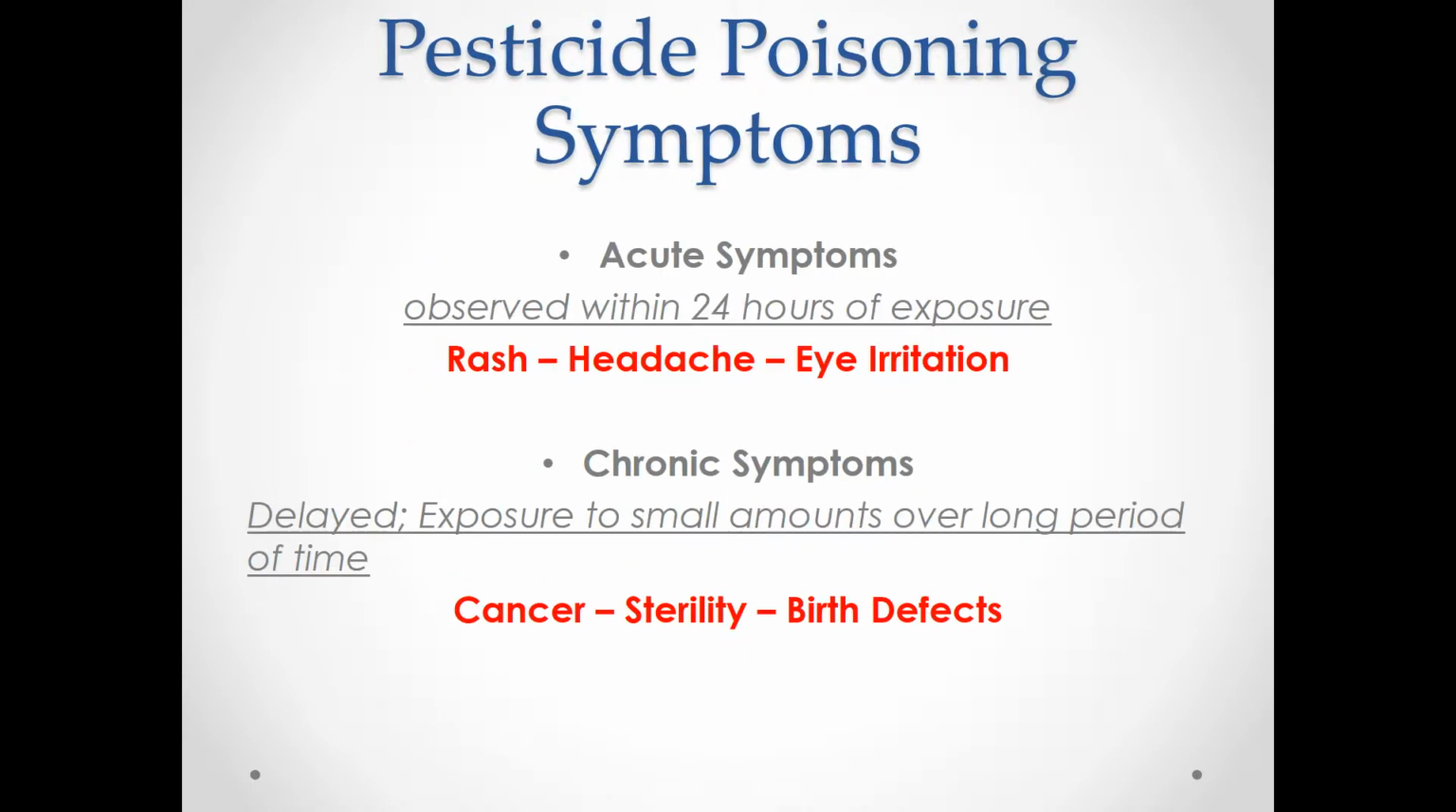There are pesticide poisoning symptoms you need to be aware of, and typically you need to look for these symptoms in other people. Acute symptoms are observed immediately up to 24 hours after exposure. They would be rash, headache, or eye irritation. Chronic symptoms are delayed, from exposure over a long period of time. These are a little less known, but they can cause cancer, sterility, and birth defects. These happen over a long period of time.